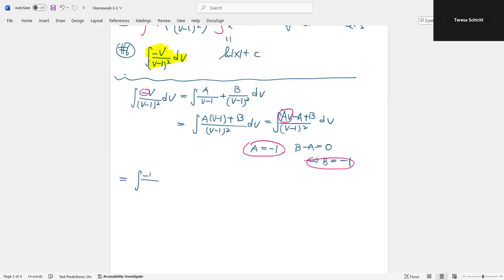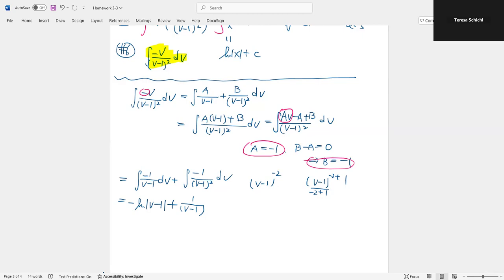So now finally, this is -1 over v minus 1 dv, then plus -1 over v minus 1 squared dv. This first one is a natural log, so it will be the negative natural log of |v minus 1|. Then for this one, I can use the power rule: v minus 1 to the -2, so -2 plus 1 gives v minus 1 to the -1, and the negative times negative is positive. So this one gives you 1 over v minus 1. Okay, so that's it.